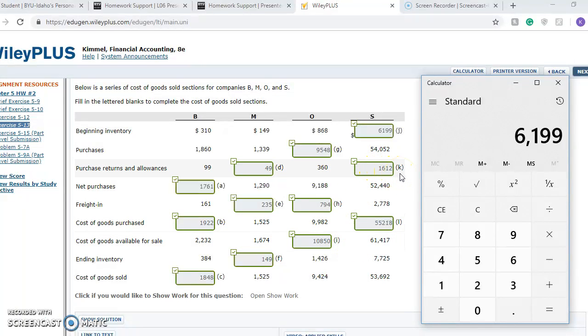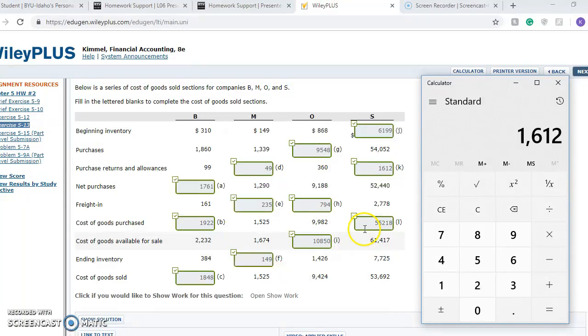So purchase returns and allowances, like we know previously, purchases less purchase returns and allowances equals our net purchases. So if we take our purchases and the difference of that from 552,440, we'll get our purchase returns and allowances, 1,612.